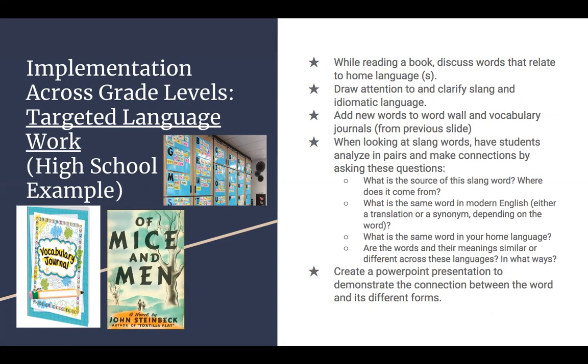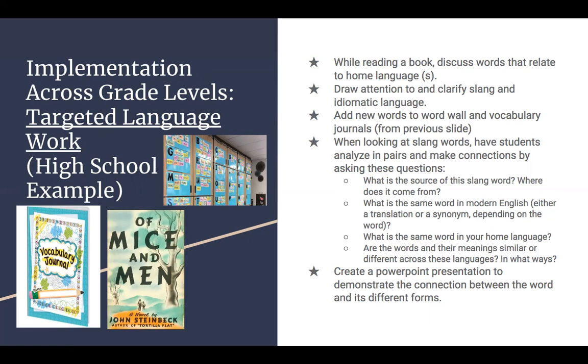So another thing to note about Of Mice and Men specifically is that the book refers to it as Steinbeck English. So it's like slang from the 1920s and stuff like that that even a native English speaker will probably not be familiar with, because it's just not modern English. It's not what we use in 2023 or in present time. So it's very important to draw attention to and clarify slang and idiomatic language.